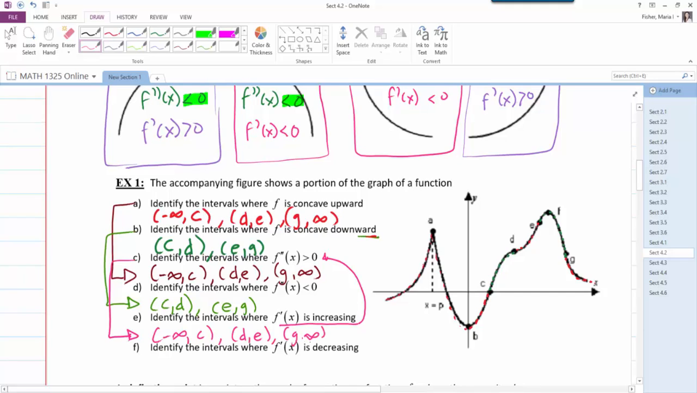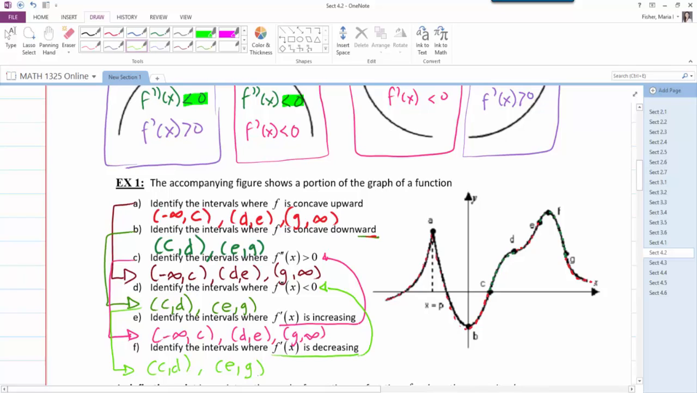And then part F is saying, okay, where is the first derivative decreasing? Well, that would be where the second derivative is less than 0, which means the same thing as part D. So part B, D, and F are the same, and that's going to be from C to D and E to G.